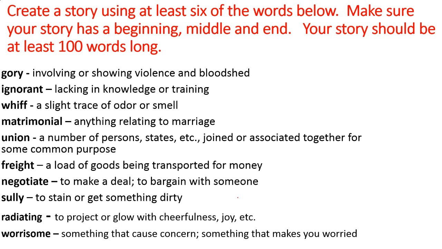Matrimonial is anything relating to marriage. A union is when a number of people or states come together and unite for some purpose. A union in a job would be people who come together and fight for their rights as employees. Freight is a load of goods being transported for money, so a freight train is a train that carries goods that are being bought and sold.